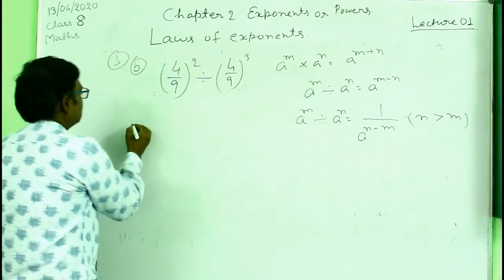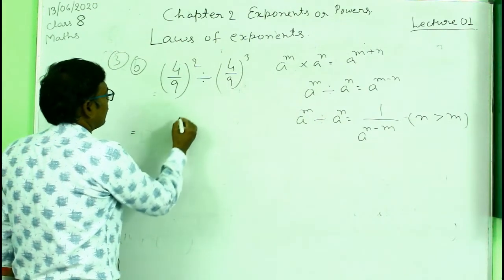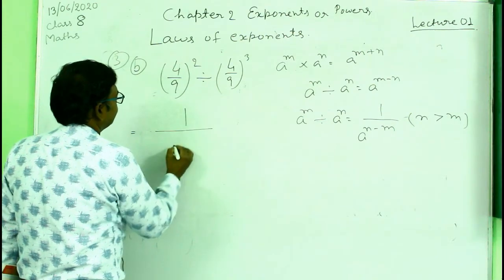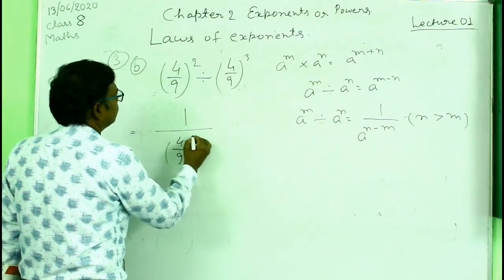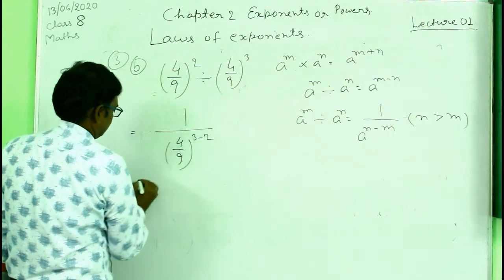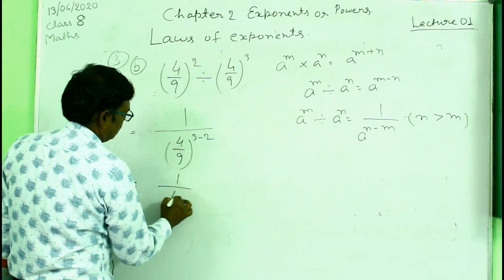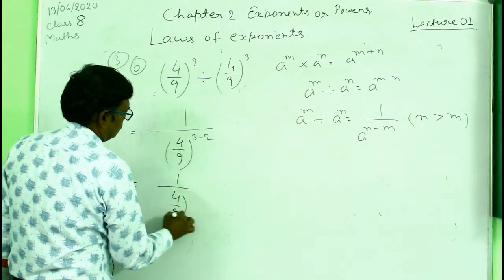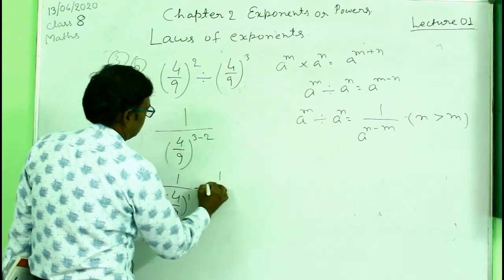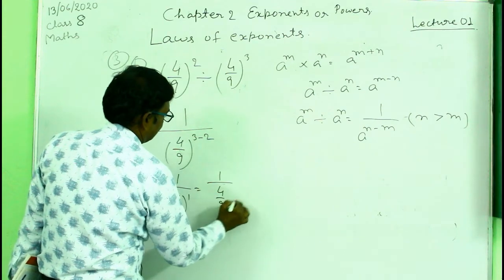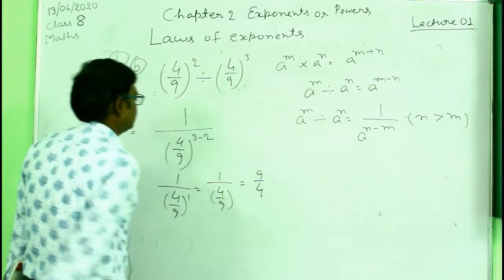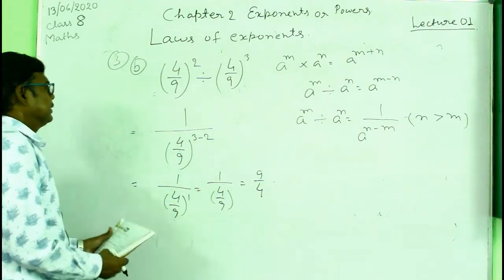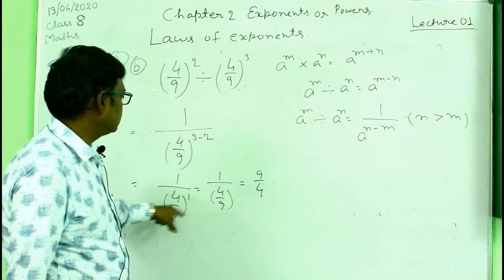So it will be 1 by 4 by 9 to the power 3 minus 2, that is 1 by 4 by 9 to the power 1, that is 1 by 4 by 9, and this will be equal to 9 by 4. So this is the answer for this question. Okay, 1 by 4 by 9 is equal to this.